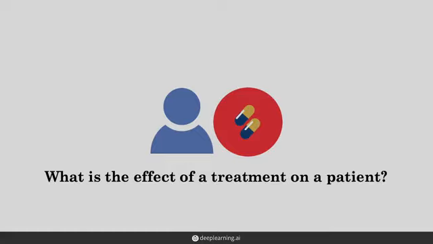To decide whether to give a treatment to a patient, a doctor would want to know what the effect of a treatment on a patient would be. If the treatment is likely to reduce the risk of an adverse outcome like a heart attack, then we would want to give the treatment. If the treatment is likely to not affect, or worse, harm the patient, then we would not want to give the treatment.